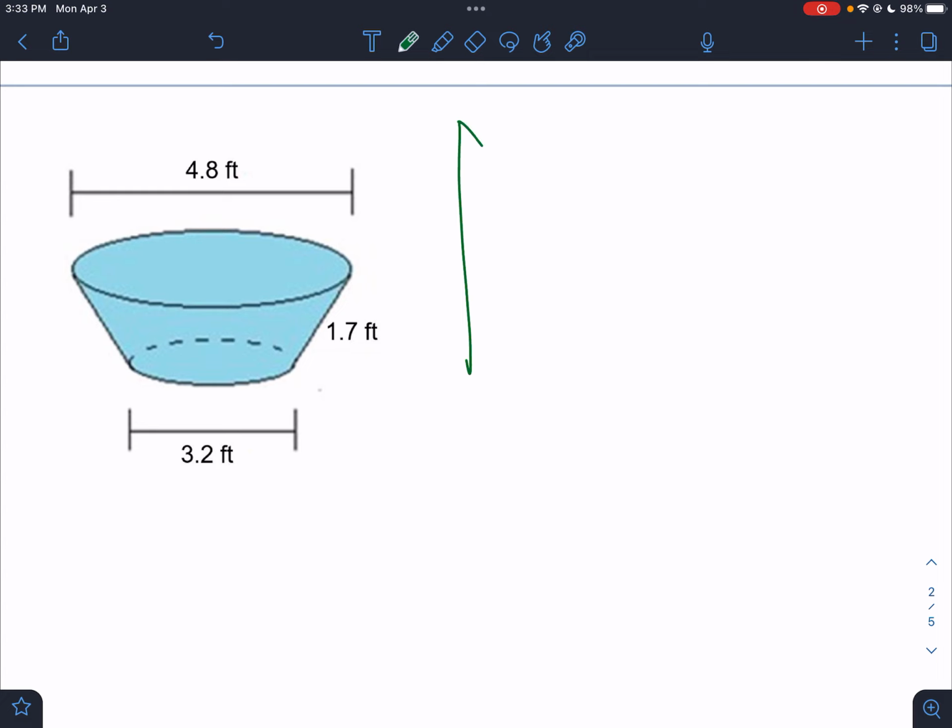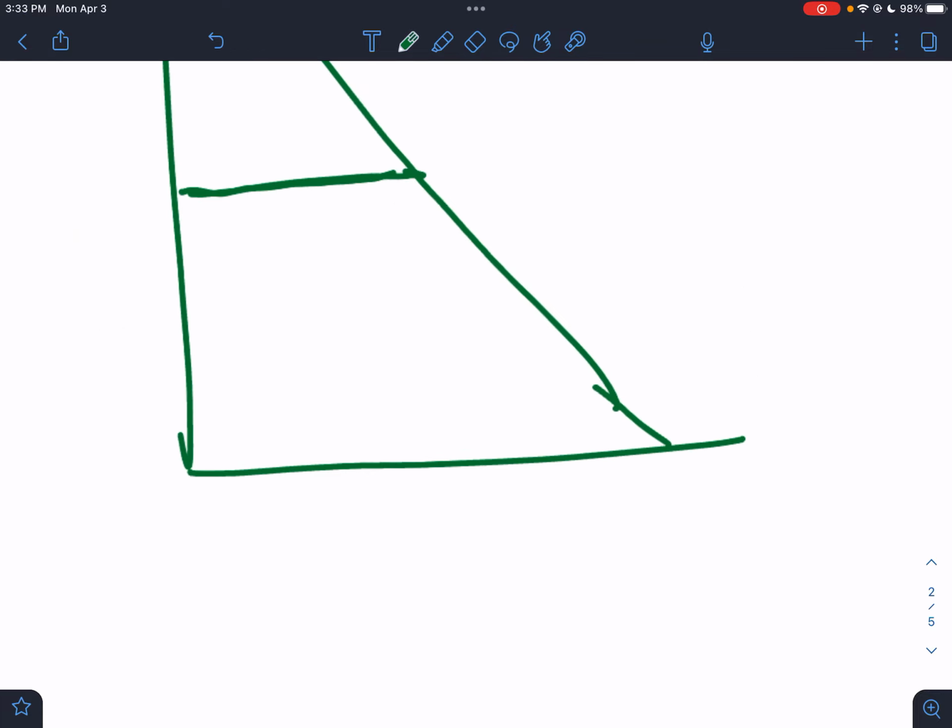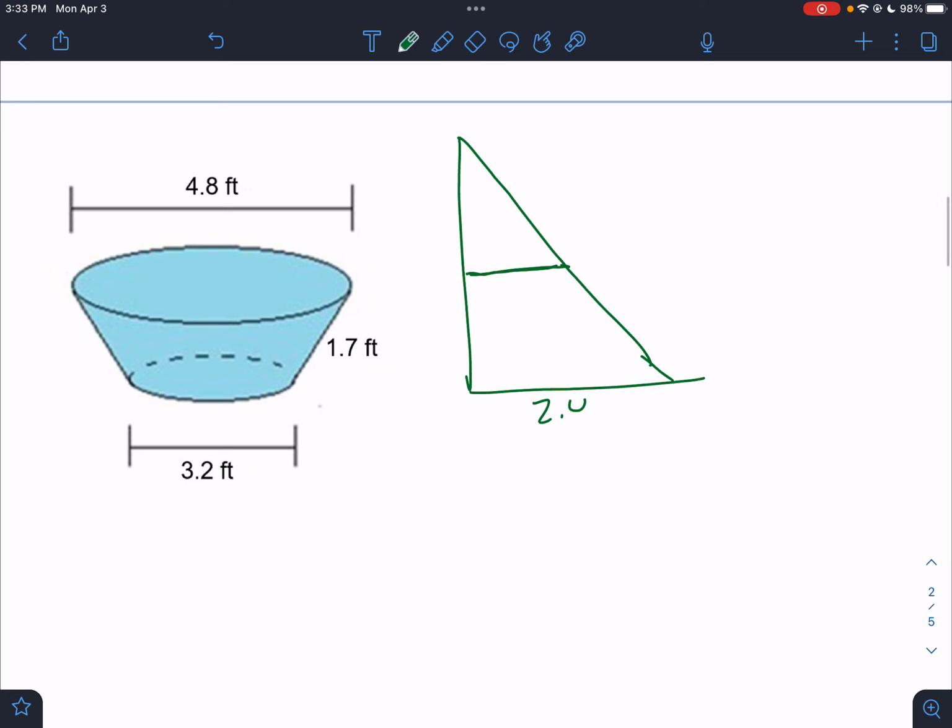But for every frustum, I'm going to draw the same opening picture. I'm going to draw this situation. Make sure you get the correct numbers in the correct spot. Even though it's upside down, I still draw my triangle like this. That's just me. If you want to draw yours upside down, go for it. But I know that the big base is going to be 2.4. It's got to be the radius, right? The radius of the big base is 2.4. The radius of the small base is 1.6. And this 1.7, that is a slant height. So that's what they gave us.